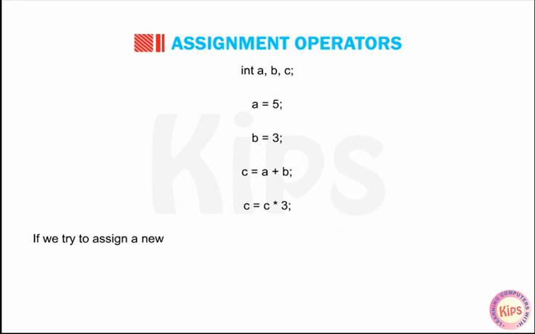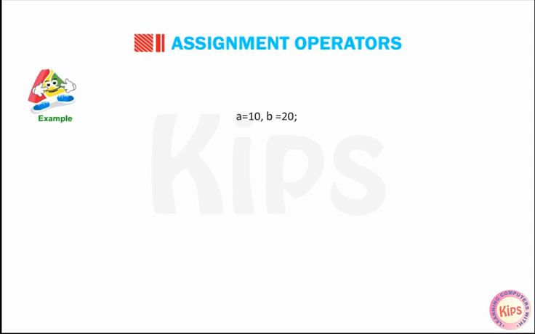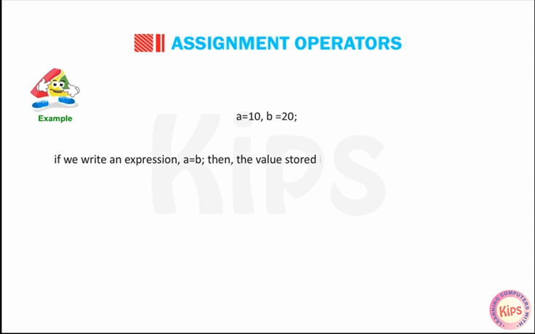If we try to assign a new value to an operand which already contains some value, then the existing value will be replaced by the new one. For example, a = 10, b = 20; If we write an expression a = b; then the value stored in a, that is 10, will be overwritten by b, that is 20.